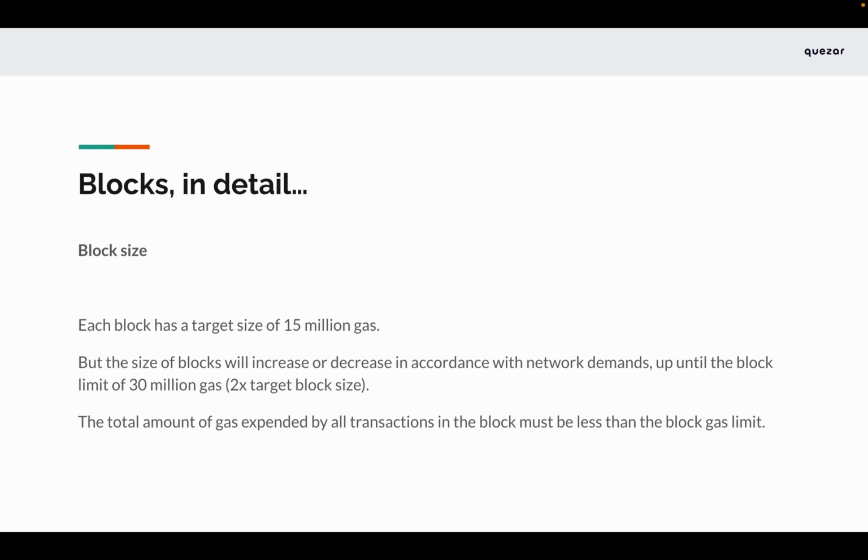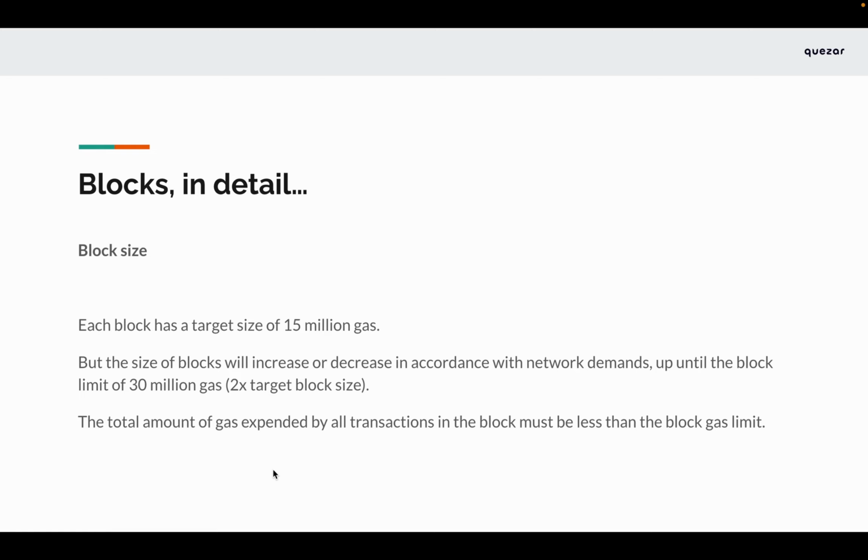Now, each block on Ethereum has a target size of 15 million gas. This is variable. That means the block size can increase or decrease in accordance with the network demands. And the max cap on the block size is 30 million gas, which is two times the target of 15 million gas. The total amount of gas expended by all of the transactions in a block must be less than the block gas limit.